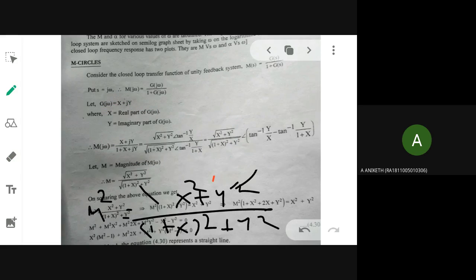I am cross multiplying. So m squared into (1 plus x) the whole squared.